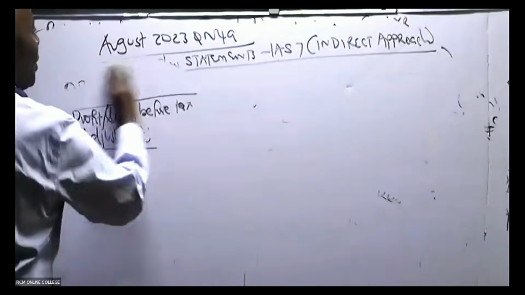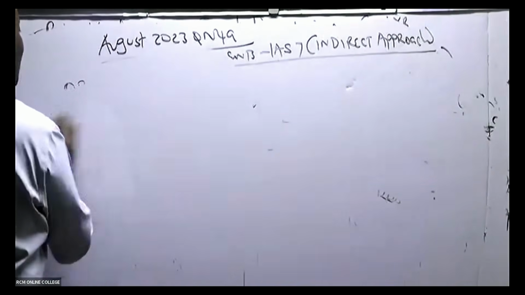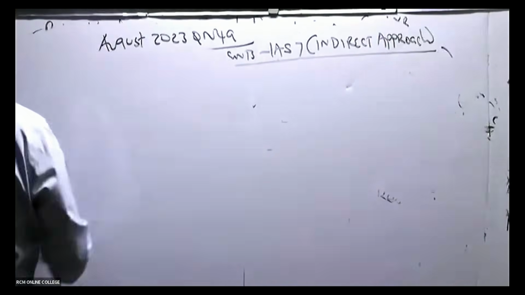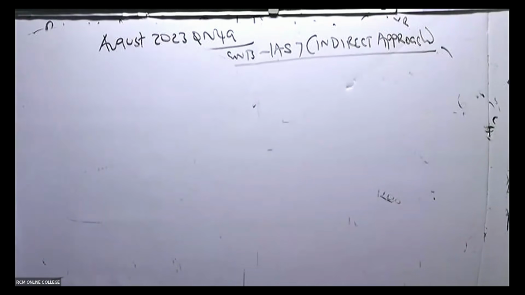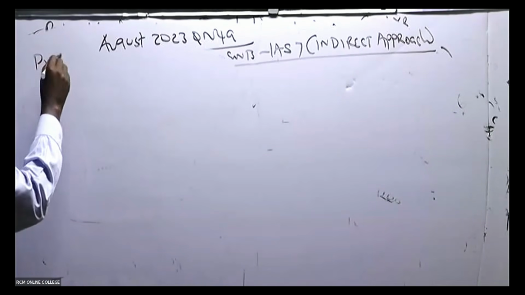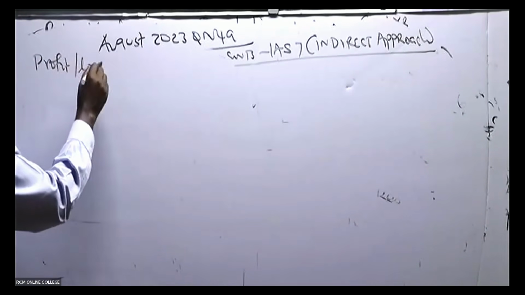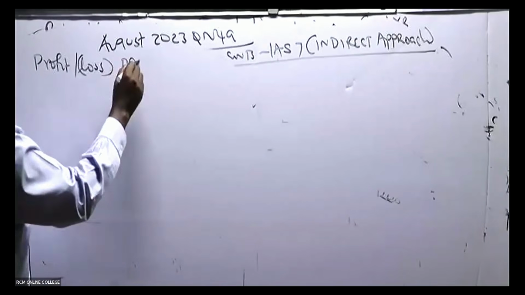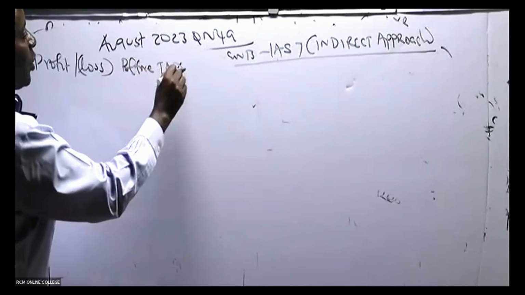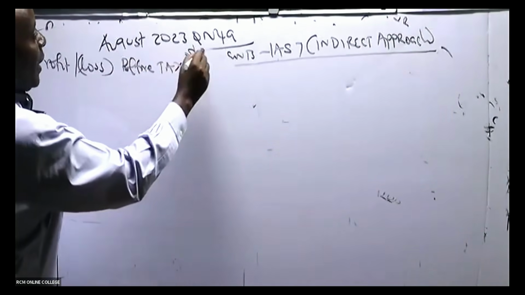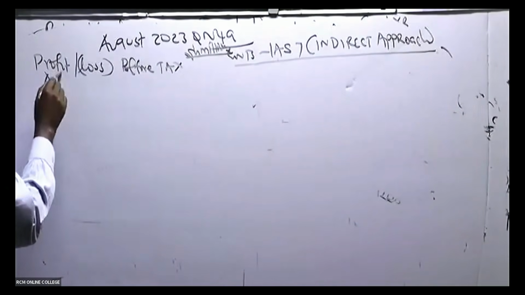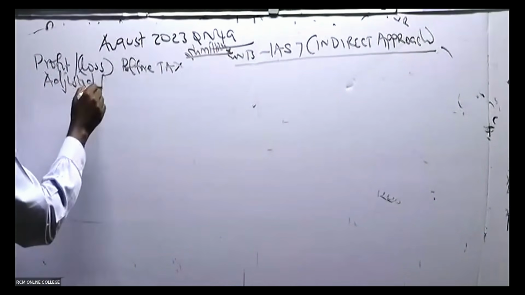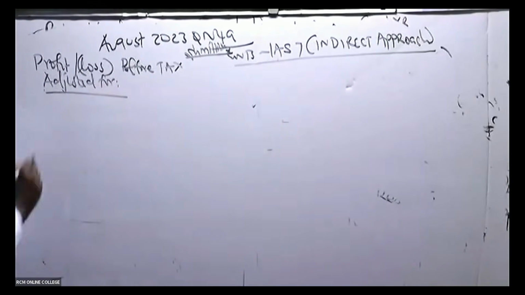So we are looking at operating activities, and as we've said here, we must start with profit or loss before tax. The figures there are in shillings millions. And then we do adjustments. So we have here adjusted for. So adjusted for, what do we have here?